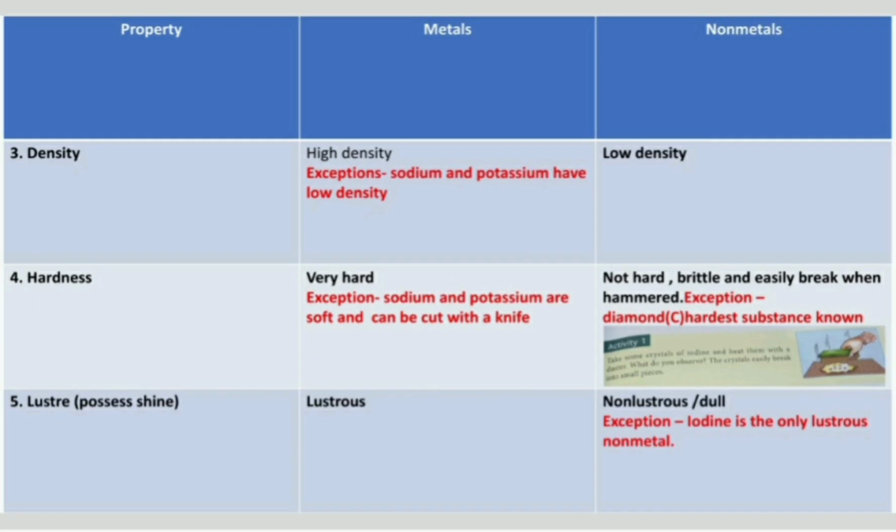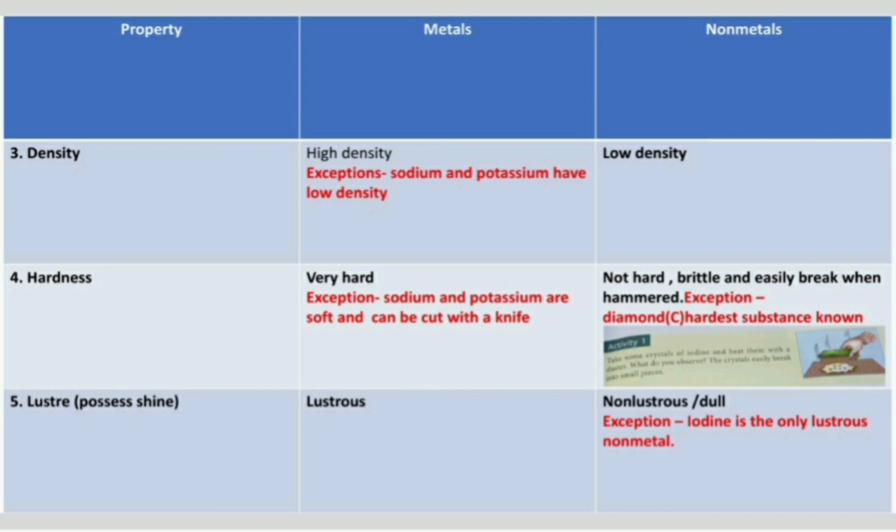The third property is density. Metals generally have high density, non-metals have low density. The exception in the metals is sodium and potassium, which have low density, so that they can float over the water. That means their density is less than water. Whereas non-metals, all of them have very low density.